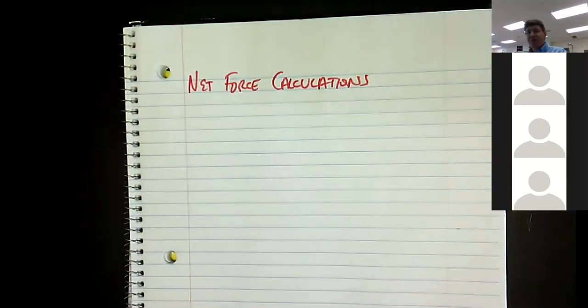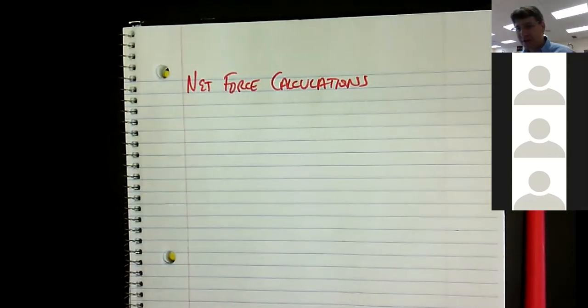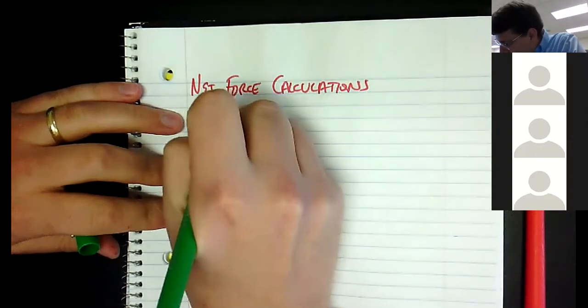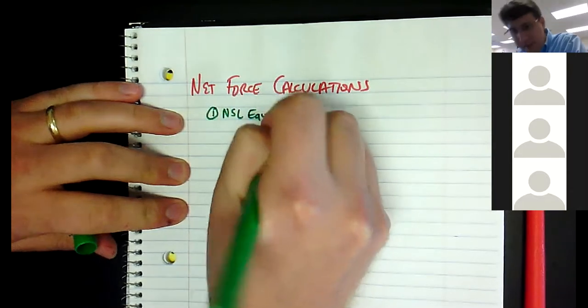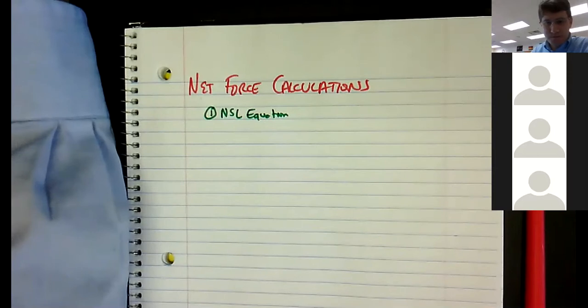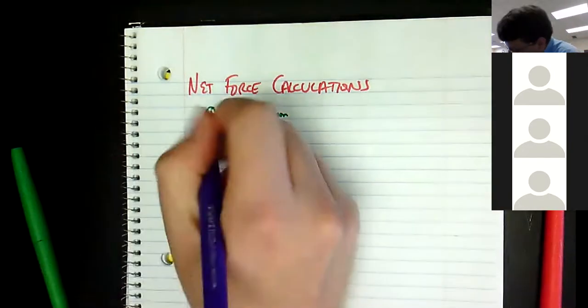There are 3 equations that you're going to need for doing net force calculations. Two of them you've seen before. One of them you haven't. The first one is going to be the Newton's second law equation. Anybody remember what that is? By any chance? That's all right. It is F net equals ma. Does that sound familiar?